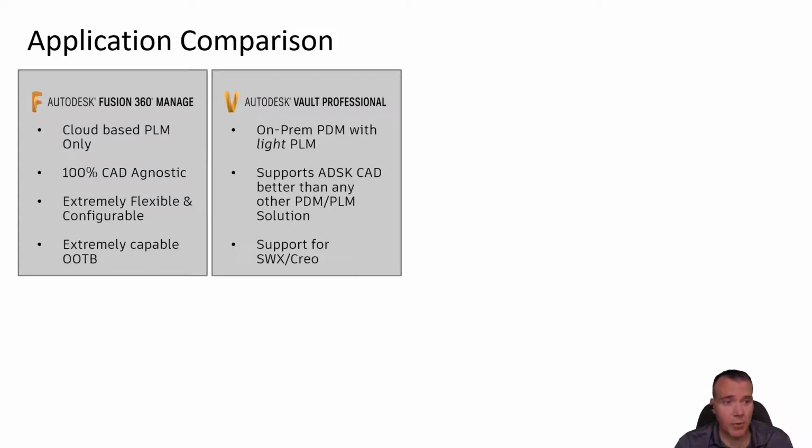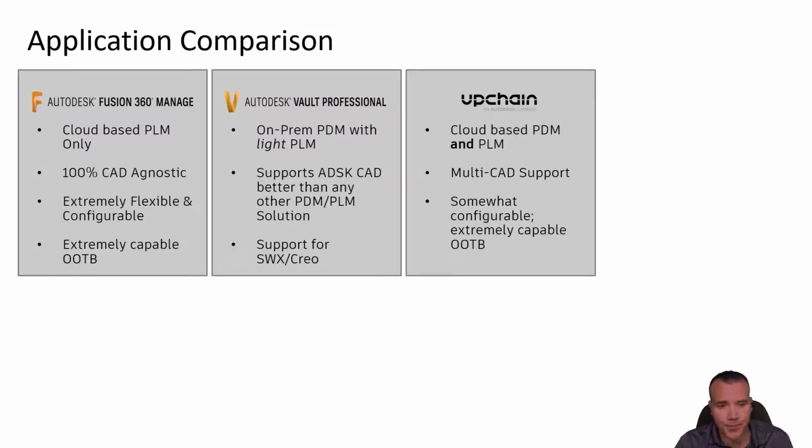It does, however, support the Autodesk CAD applications better than any other PDM or PLM solution. I've seen lots of other solutions that manage Autodesk data, Inventor data, AutoCAD data, and some of them do a pretty good job. Upchain is one of those. Even before Autodesk acquired it, it was pretty good. But Vault is still best. And it also does have some support for other CAD systems, specifically SolidWorks is very good, Creo is pretty good. So that's Vault, on-premise PDM.